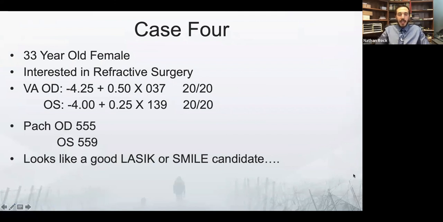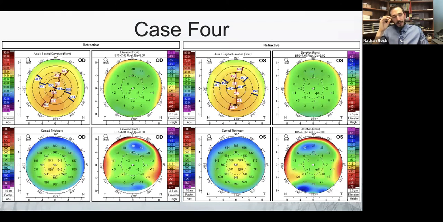All right, and then case 4: a 33-year-old female who's interested in refractive surgery, fairly spherical, -4 refractive error, correcting to 20/20, average pachymetry. Looking at this, you'd think this is a great patient for our standard refractive surgery like LASIK. However, if we look closely at the topography, we are seeing an inferior steepening pattern, so the bottom half of the map is steeper than the top half. It's pretty uniform between the eyes. Fortunately, there's no elevation on the back surface of the cornea, so that's an important thing to look at.